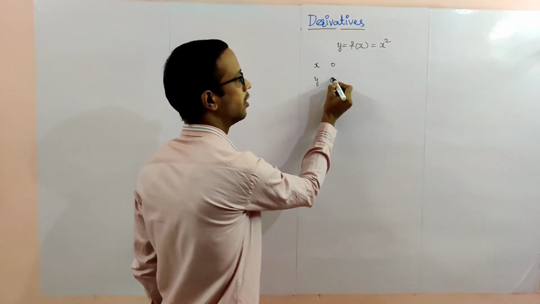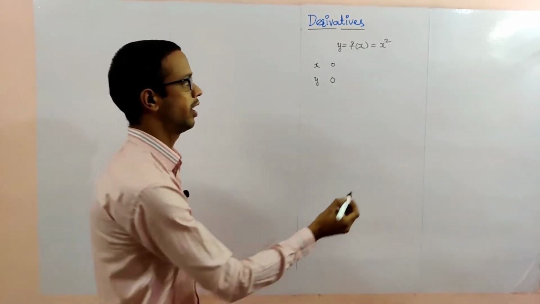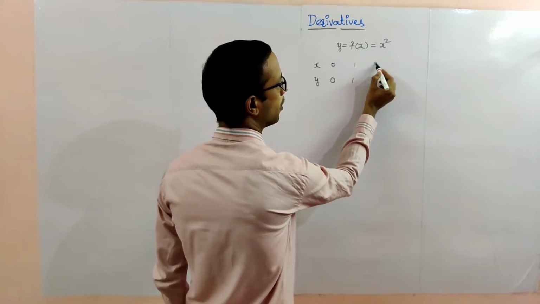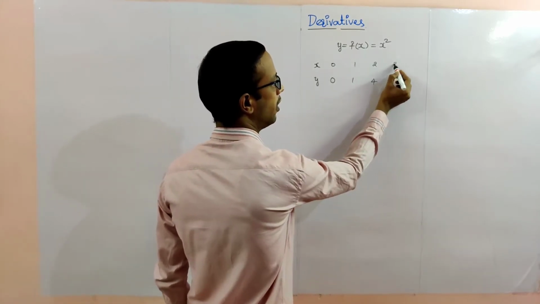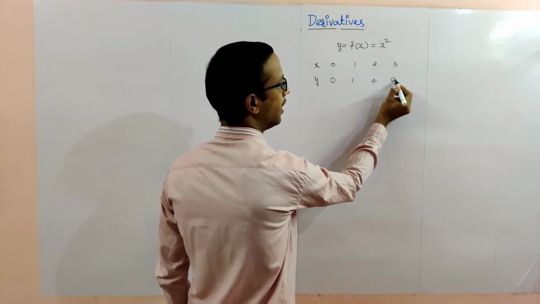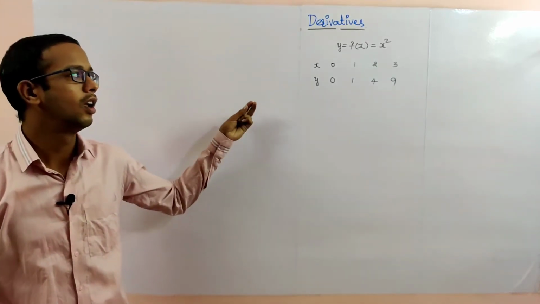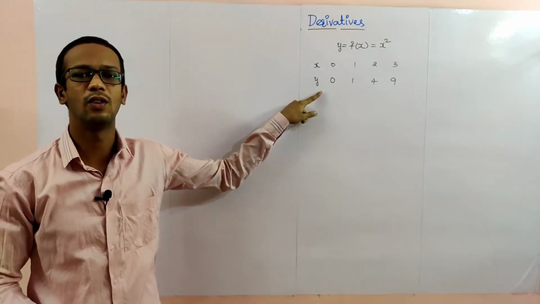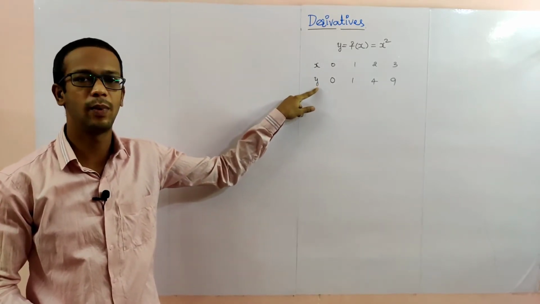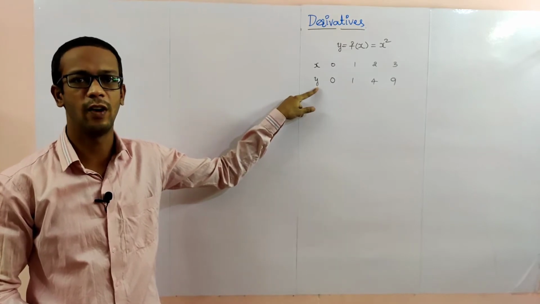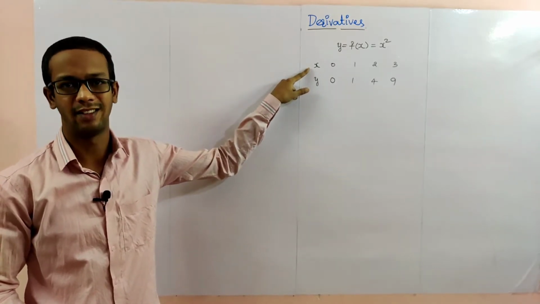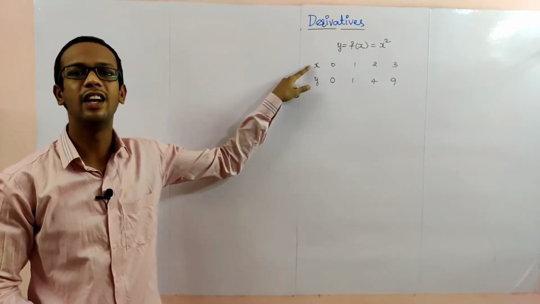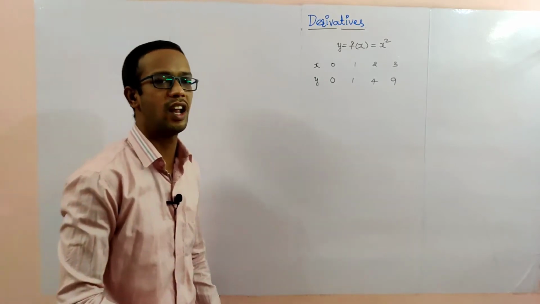You will get 0 square, which is 0. Next, if you substitute 1, you will get 1. Substitute 2, you get 4; substitute 3, you get 9, and so on. If you change the x value, the y value also changes. Here y is the function f of x, depending upon x. Y is the dependent variable, x is the independent variable. I am taking a generalization here.